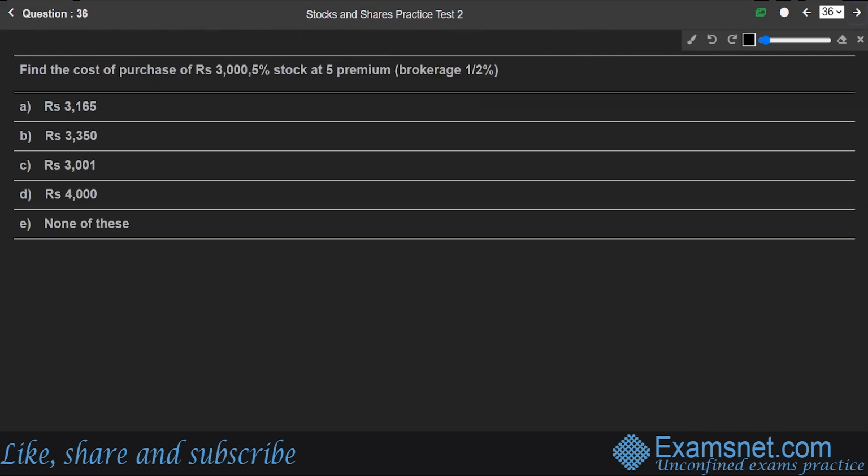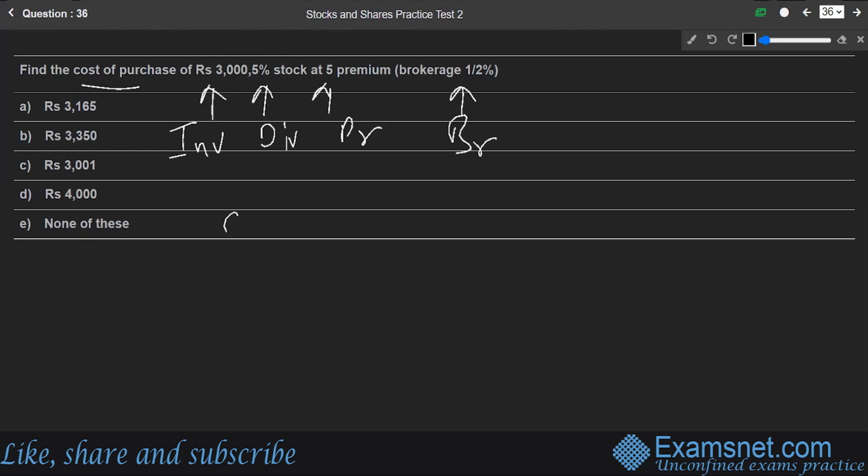Now the question is, find the cost of purchase of rupees 3000, 5% stock at 5 premium, brokerage being half percent. So clearly let us understand what all values have been given. The investment value is given as 3000 rupees. 5% stock, that is the dividend, is 5%, that is 5 rupees over a face value of 100. And stock is available at 5 premium, that is it is available at more than face value, and the premium value is given as 5 rupees. Brokerage is also given as 1 by 2. So these are the values given to us. What are we supposed to find out?